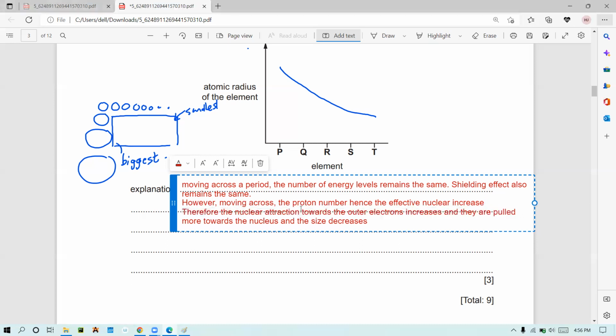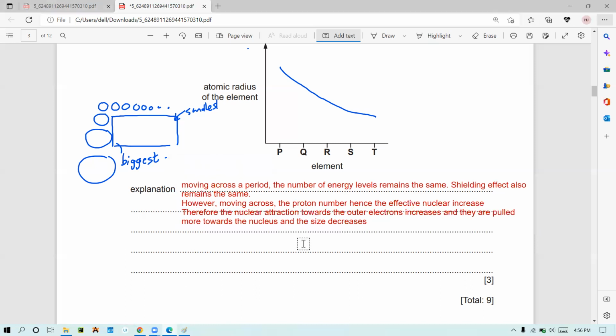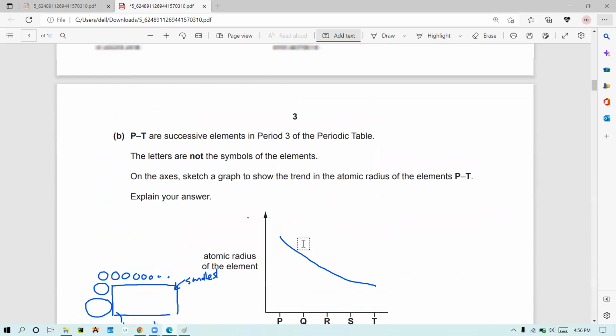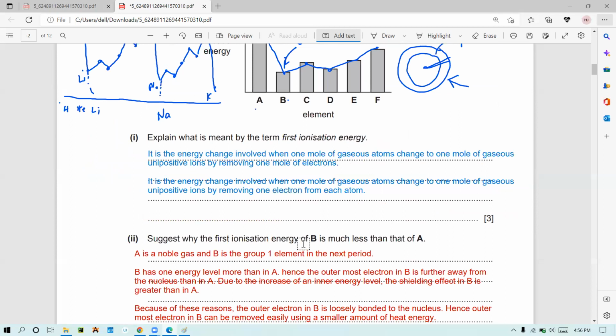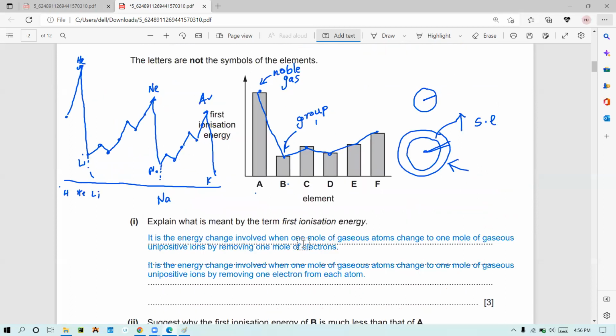The answer Manav gave for this question is perfect. You get full marks for that. Okay, this is how we analyze a question and construct answers to show the variation in ionization energy, especially first ionization energy, across the period. And variation in atomic size also can be explained in the same manner, the way I explained.